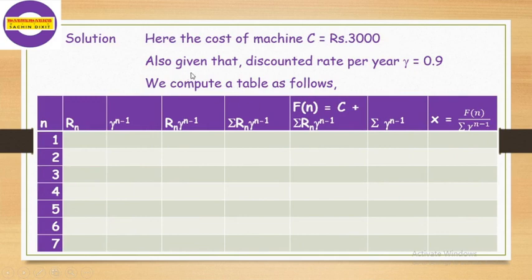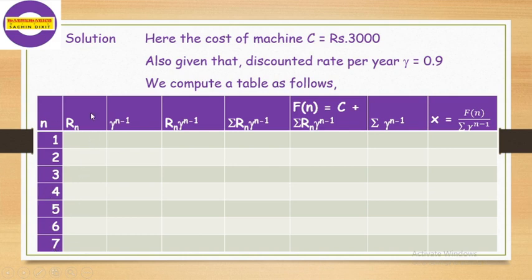The cost of the machine C or A is equal to rupees 3000. Also given is the discount rate per year, gamma, equal to 0.9, and we compute a table as follows. This is the table. It contains 8 columns. The first column gives n, the number of years.